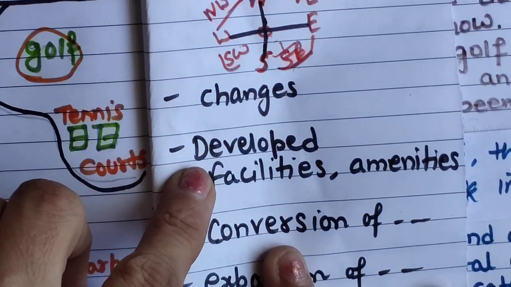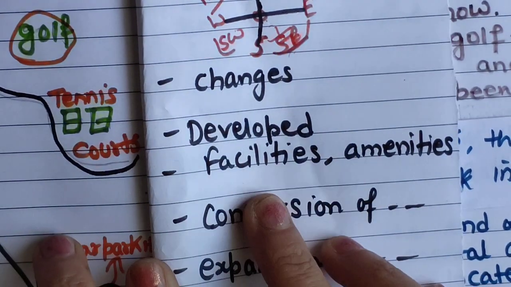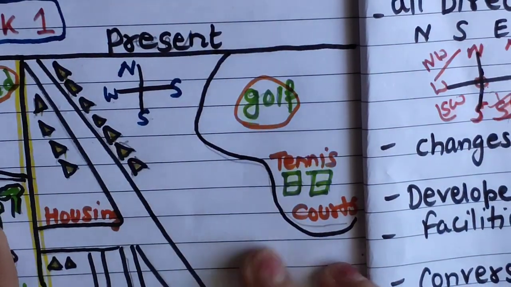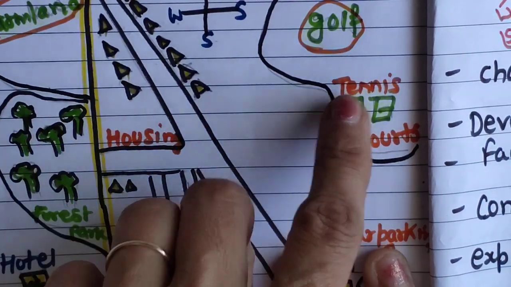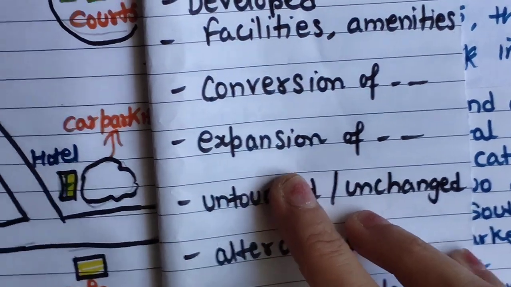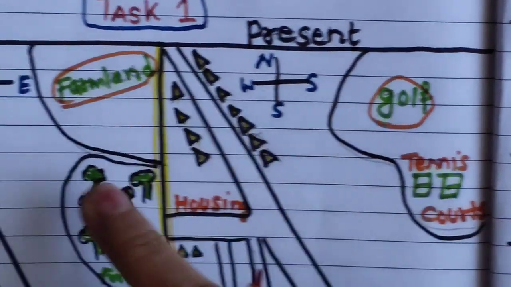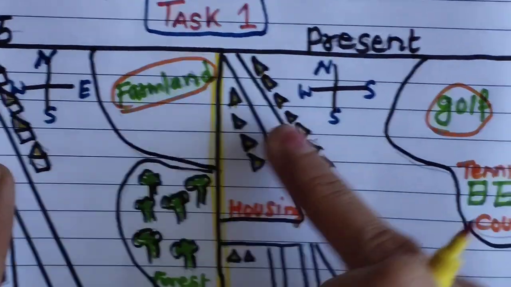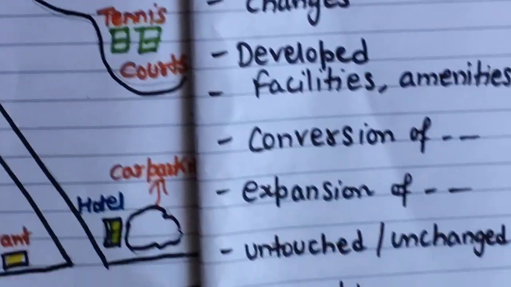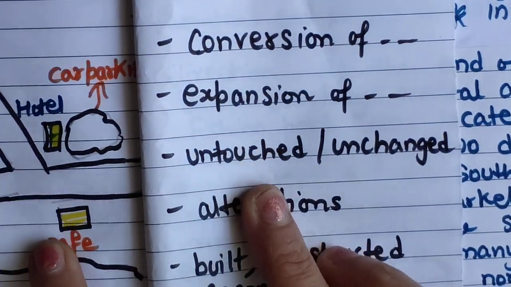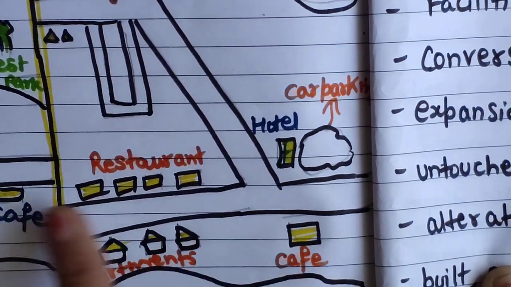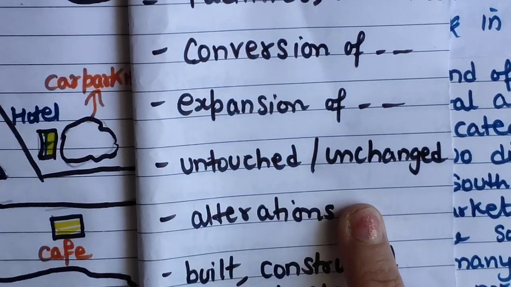So changes, developed, facilities, amenities. Facilities they have added, or amenities. Conversion of: something they must have converted, like they have converted forest park into tennis courts. Okay, expansion of something: they have expanded, like they have expanded housing facilities over there. Okay, so here untouched means they have not touched. So like the cafe, they have not touched, they have not transformed something into cafe. So cafe is the same, cafe is untouched or unchanged.